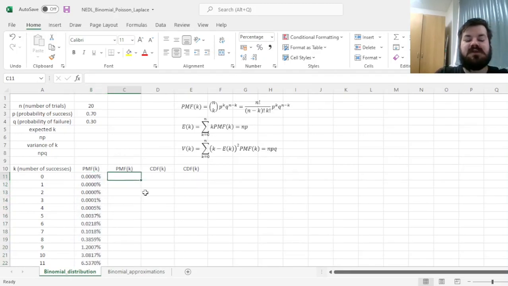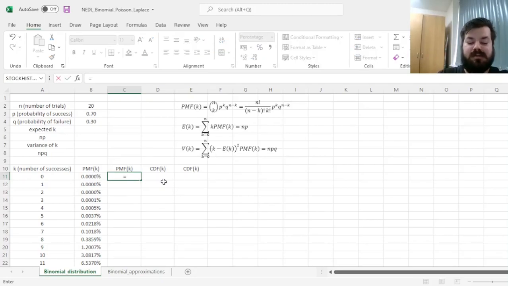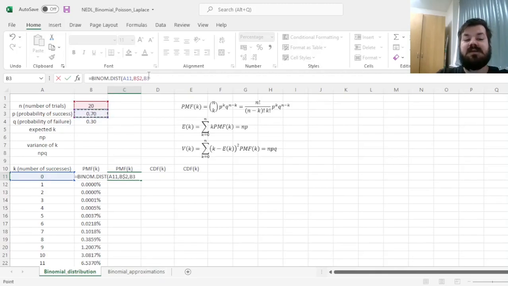However, there is also a shortcut. There is a built-in Excel function that can be used to calculate the probability mass function of the binomial distribution. And this is binom.dist. Here, we need to select the number of successes, which is our k. We need to select the number of trials, which is our n, locked as usual. The probability of success, which is our p.